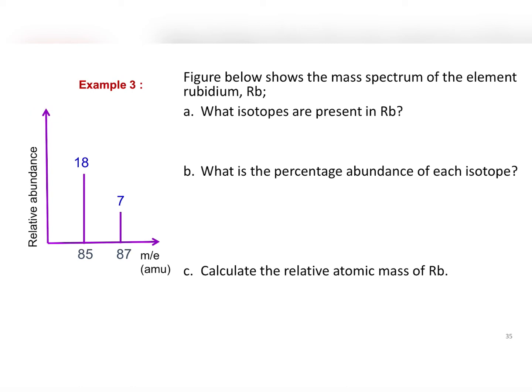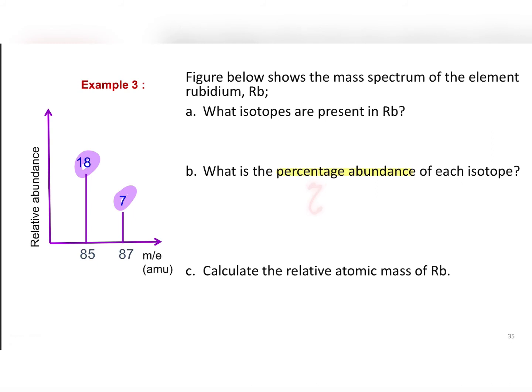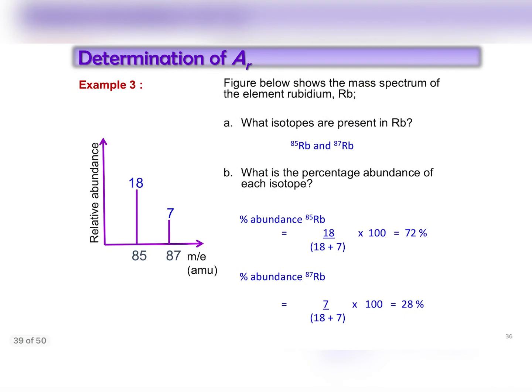Next question, what is the percentage abundance of each isotope? This question asks for percentage abundance, but the original data is given as abundance only, not percentage. So you need to change to percentage, which means multiply by 100. And then next, calculate the relative atomic mass of rubidium. Just use the same steps as the previous question and you will get the relative atomic mass. Okay, so here are the answers.